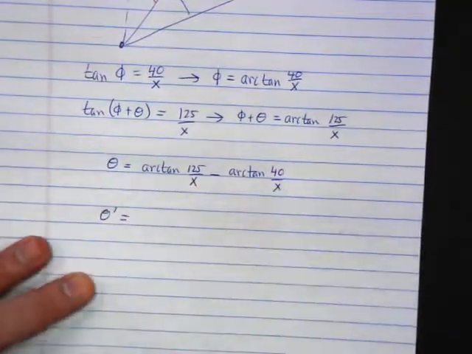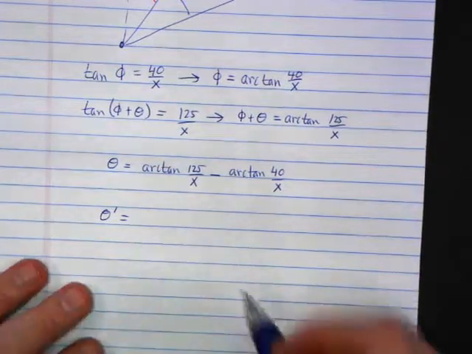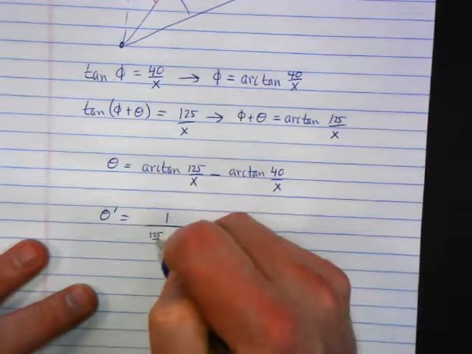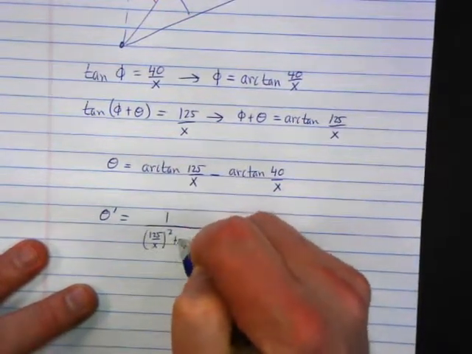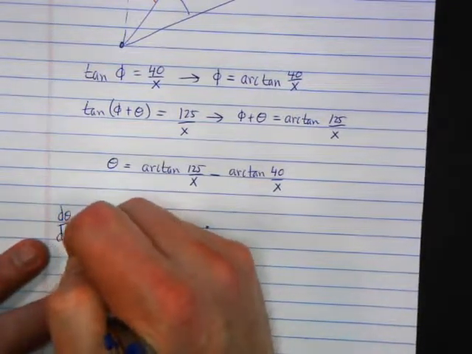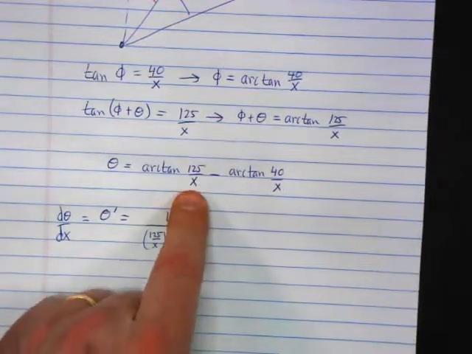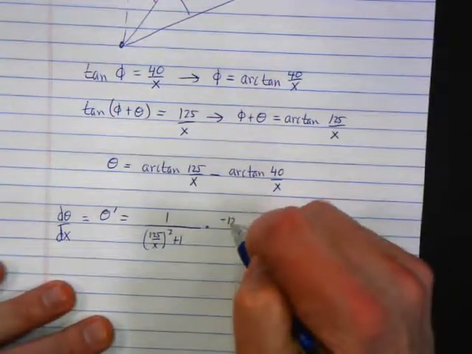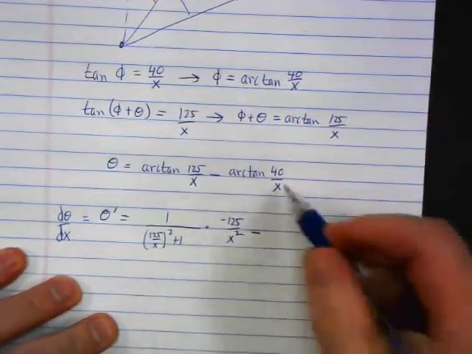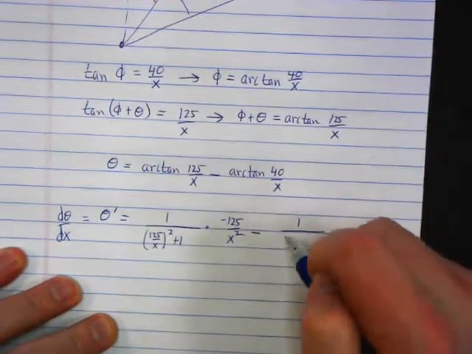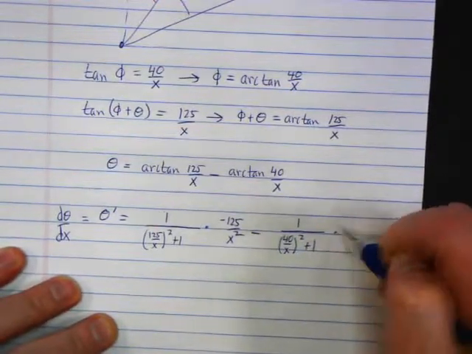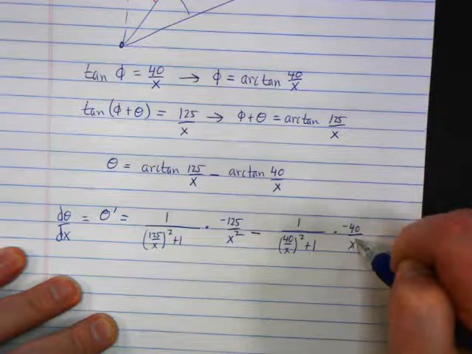Theta prime is, all right, our formula for arc tangent was 1 over this thing squared plus 1, so 1 over (125 over x) squared plus 1, and this time I am doing d theta dx. Then I need the derivative of 125 over x. That's negative 125 over x squared. Minus, I take the derivative of this one. That's going to be 1 over (40 over x) squared plus 1 times negative 40 over x squared.